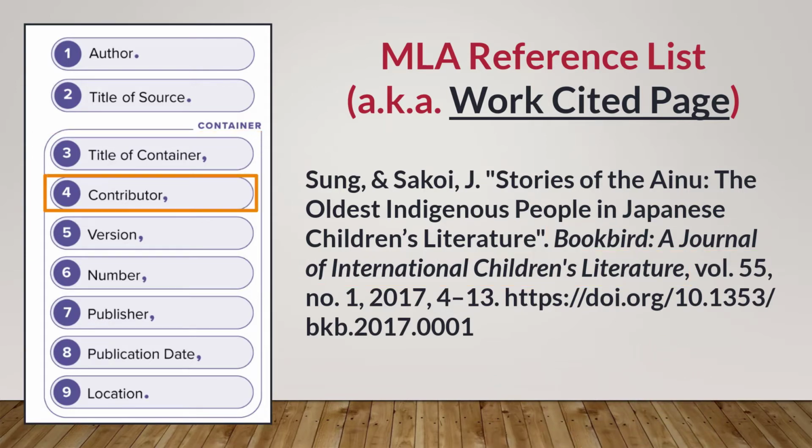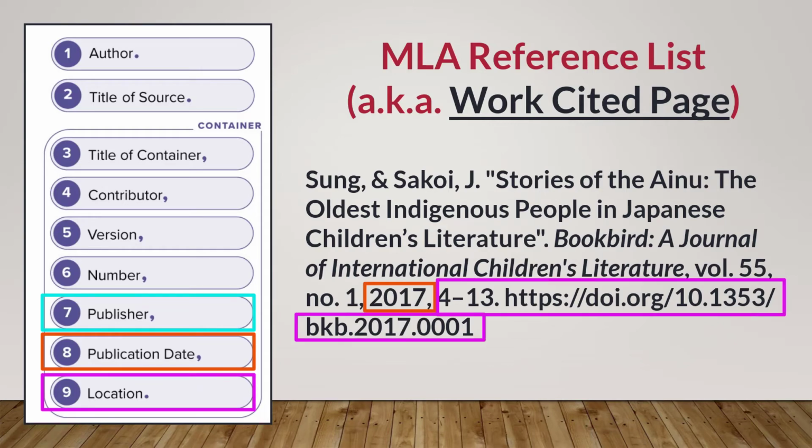Next, other contributors, who can refer to editors, illustrators, translators, etc., or anyone else who contributed to the source. Following this is version, used when citing a specific edition or version of a work. Number could refer to a volume number and issue number of a journal. It could also be the number of a report or episode depending on the type of resource you're citing. Next is the publisher, followed by the publication date, and finally location.